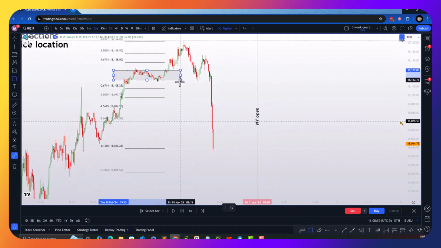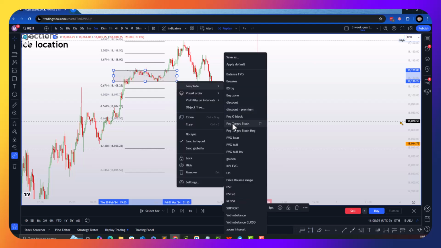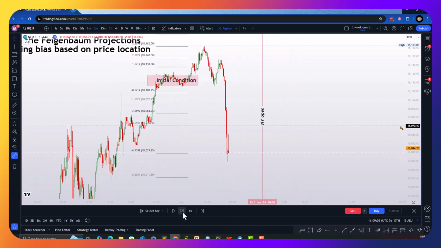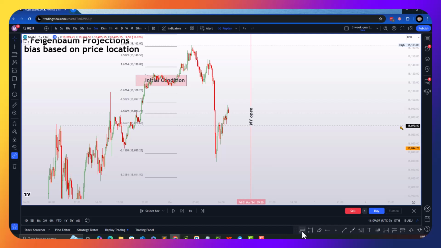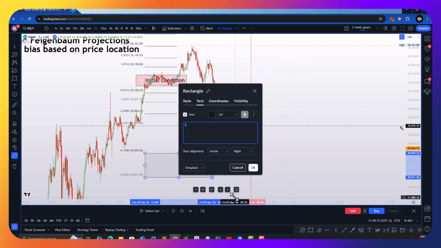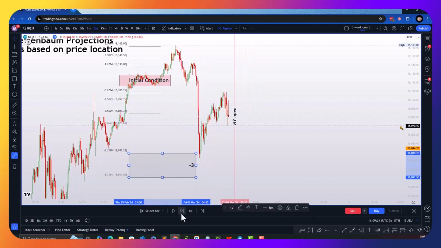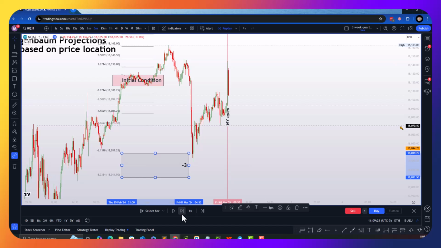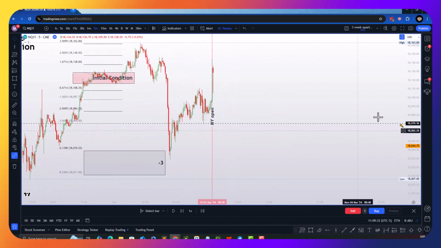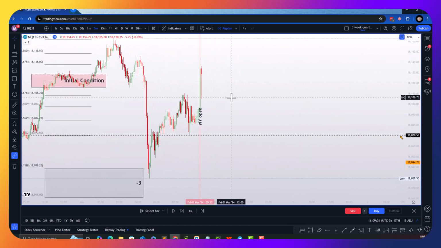So here, if you don't know about the Feigenbaum projections, a consolidation area where price travels above it to take its liquidity to the +1 zone, and then below it to take its liquidity at the bottom to the -1 zone, that's typically showing a good initial condition. Now in this case, we travel to -3, which is typically the whole daily range.